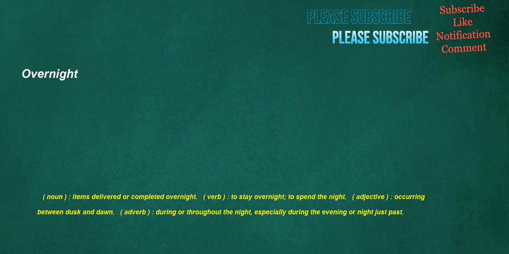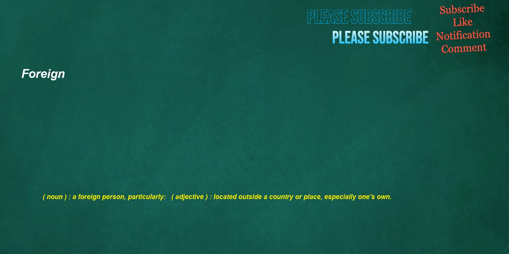Verb, to stay overnight, to spend the night. Adjective, occurring between dusk and dawn. Adverb, during or throughout the night, especially during the evening or night just past. Foreign. Noun, a foreign person, particularly. Adjective, located outside a country or place, especially one's own.